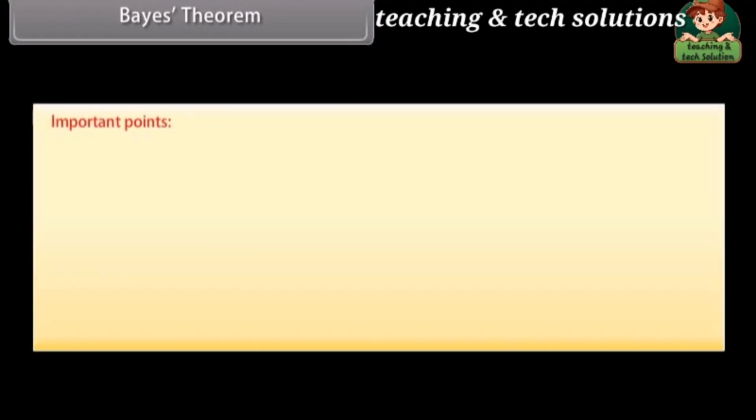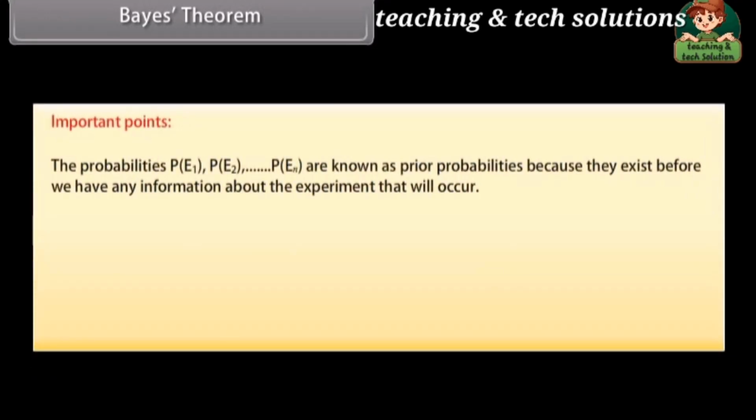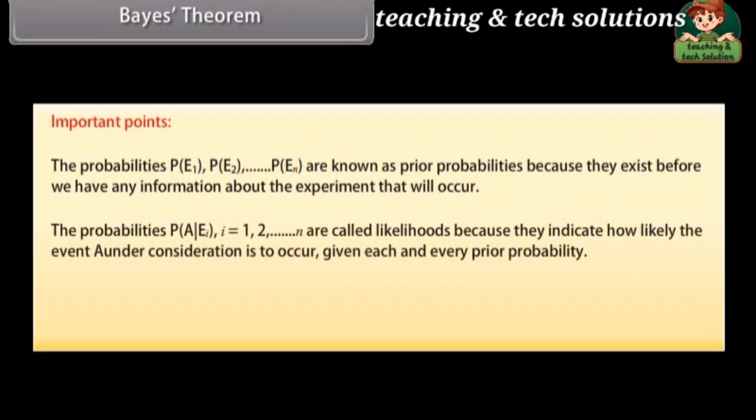Important points. The probabilities of E1, E2 up to En are known as prior probabilities because they exist before we have any information about the experiment that will occur. The conditional probabilities of A when Ei is given, i equal to 1, 2 up to n, are called likelihoods because they indicate how likely the event A under consideration is to occur, given each and every prior probability.